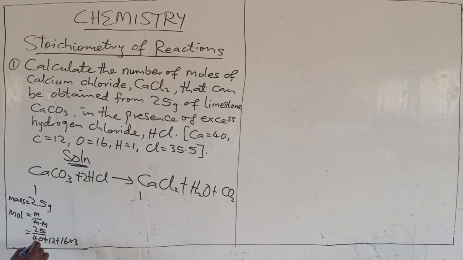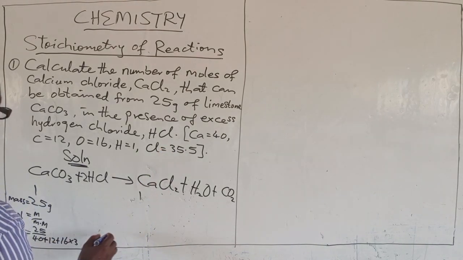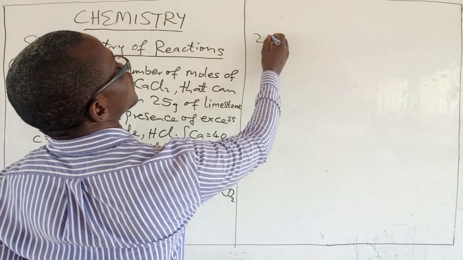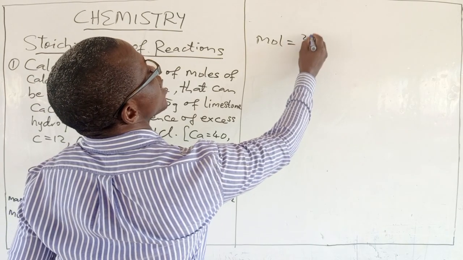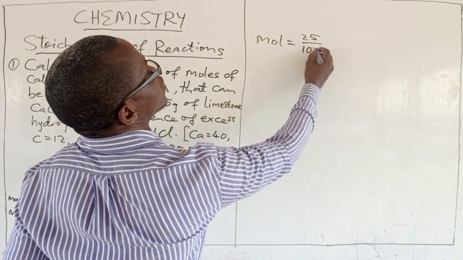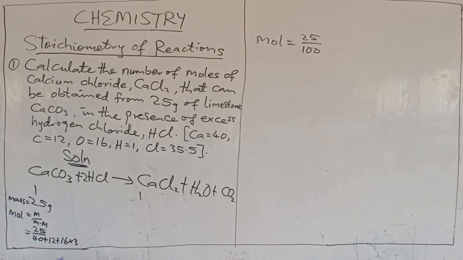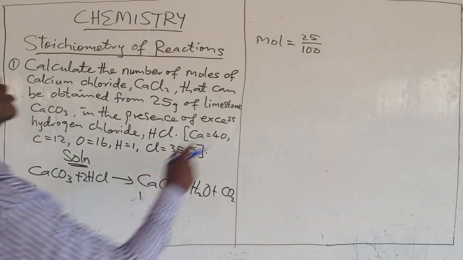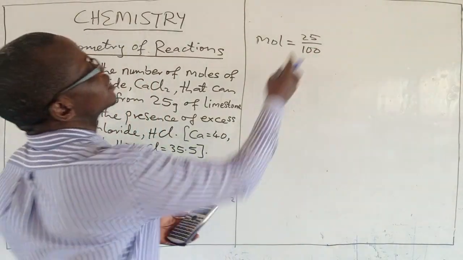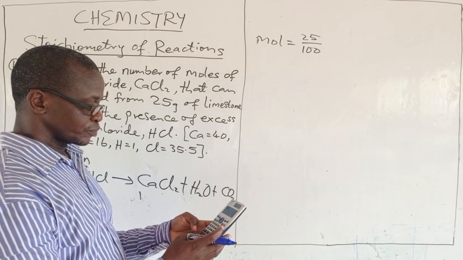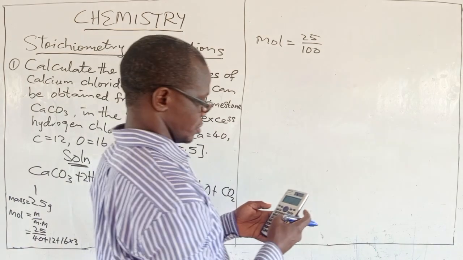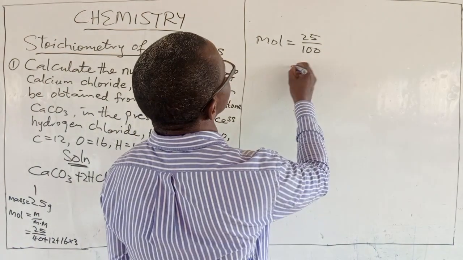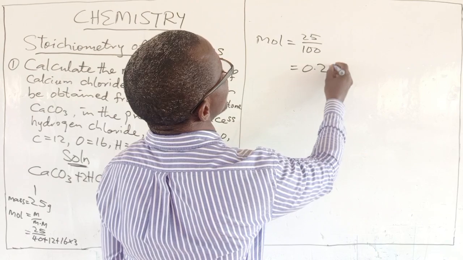So I have 25 over 100. So I can just say mole equal to 25 all over 100. Assuming I have space here, I would have still used this place. So note that what I'm calculating is correct. So now if I divide this by this, I will now say 25 divided by 100. That gives me 0.25 mole.